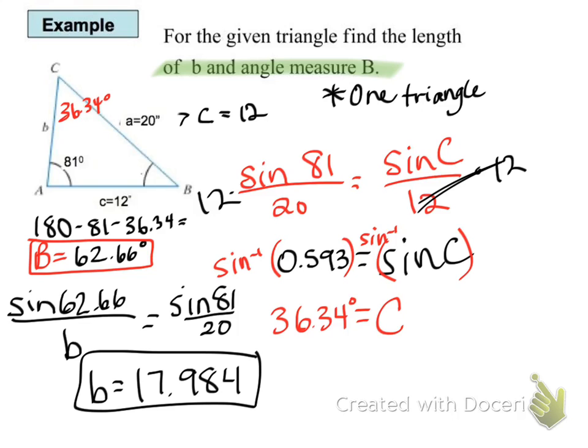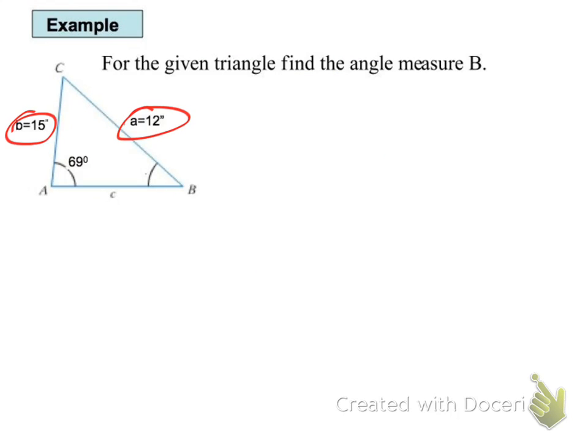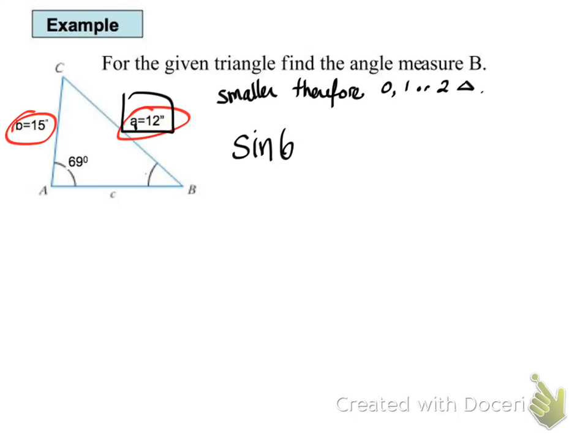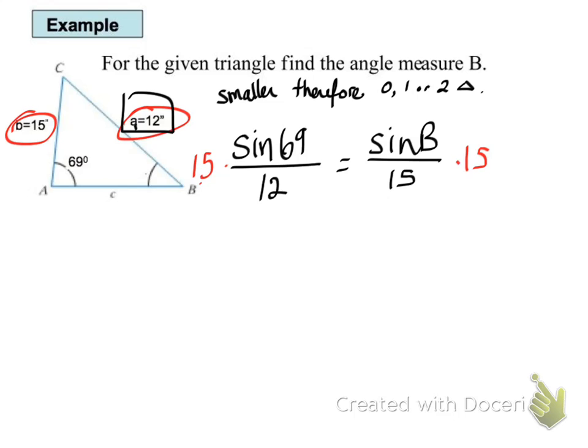Now let's take a look at solving another type of problem where the side length across from the angle is shorter than the other side length. Since it's smaller, there will be 0, 1, or 2 triangles, and that one triangle would occur if it was 90 degrees. So I'm going to set it up and solve it just like the previous one, but keep in mind that this might be the ambiguous case. Solving for sine of B, I get 1.116.